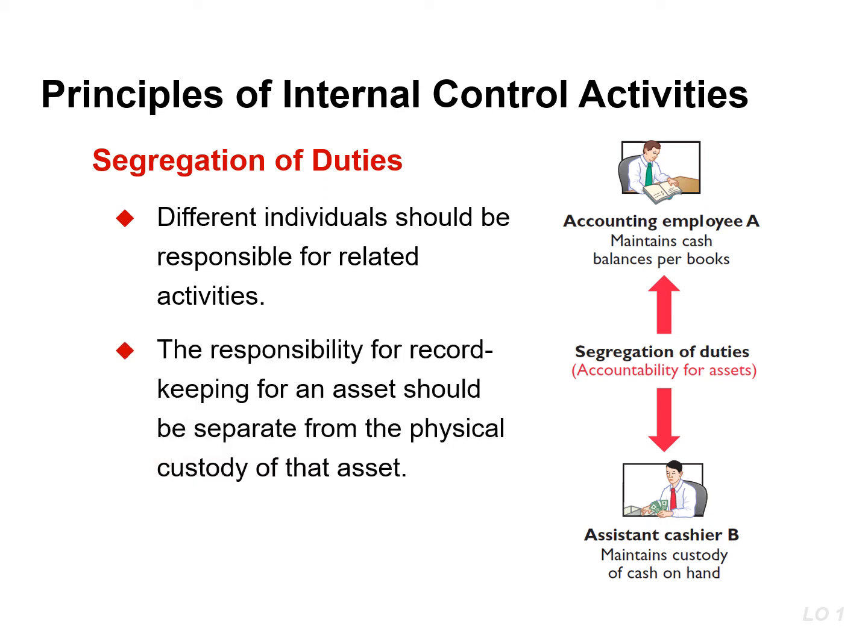The second application of this principle is the responsibility for record keeping for an asset should be separate from the physical custody of that asset. This is especially important for cash and inventories because these assets are very vulnerable to fraud.